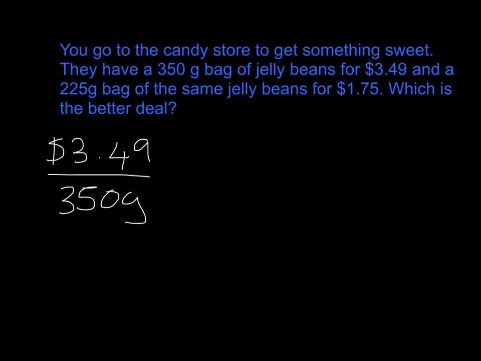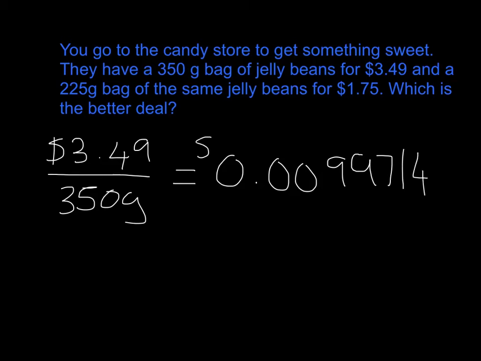So I take my number, $3.49, and I divide it by 350 grams, and I get a total answer of... and in this case you want to write down all the decimals that you get, because you are going to have quite a few decimals. 0.0099714, and this is how much it costs per gram.